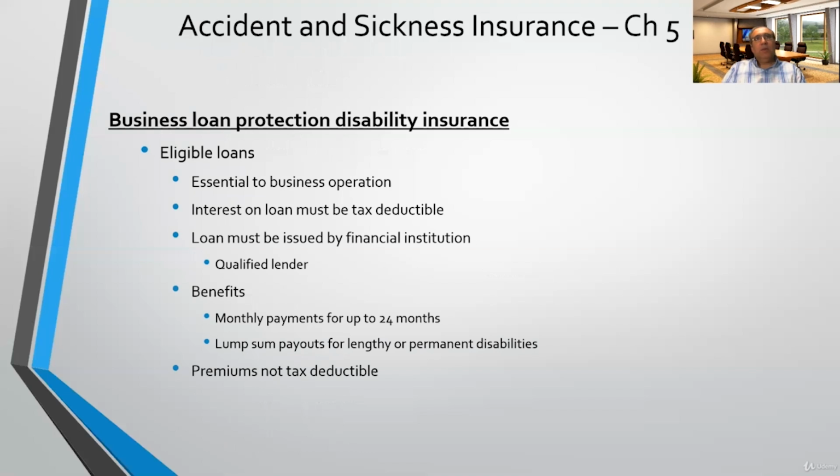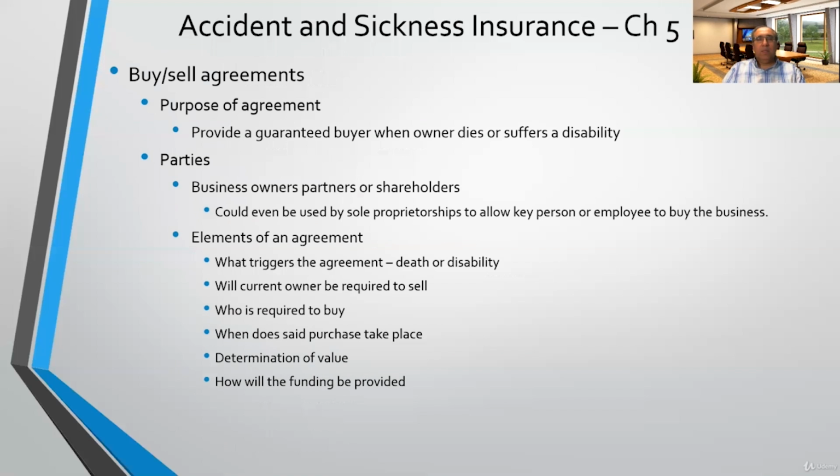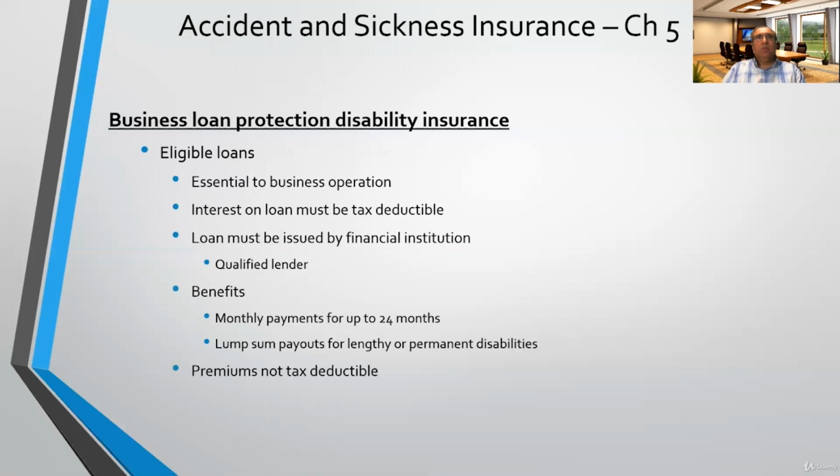The next one we'll talk about is the business loan protection disability. Here we're talking about eligible loans, that is, loans which are essential for the business. These loans are going to be covered. The interest on the loan must be tax deductible, so you need to pay the interest on it. As a business owner, you can claim the interest. So if you take a loan out and the money is used in the business, you can write off the interest on that loan as a business expense. That is tax deductible.